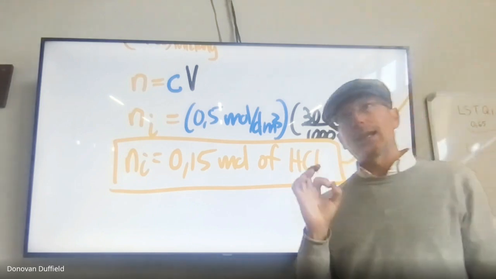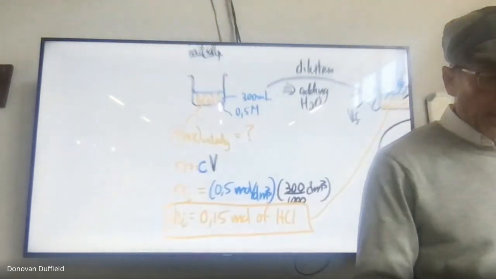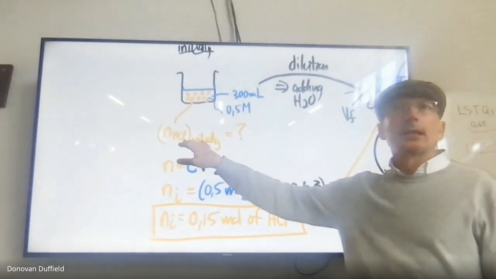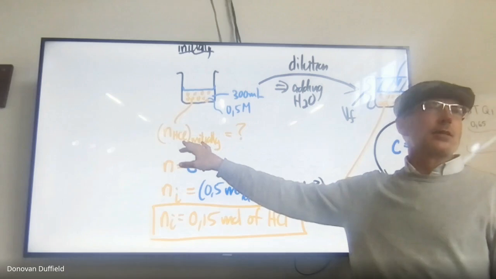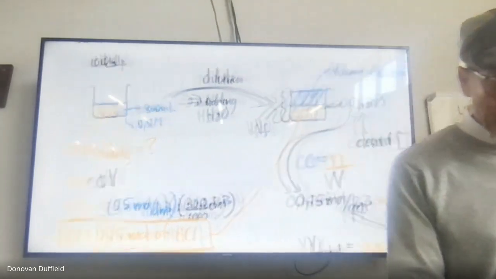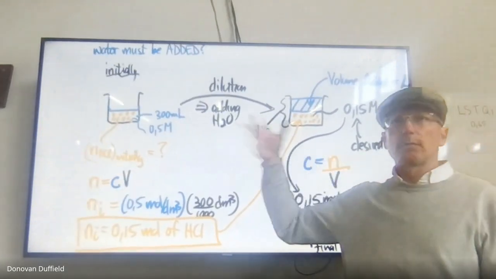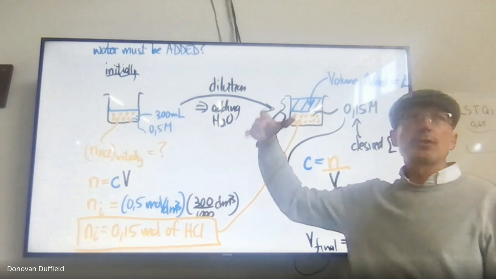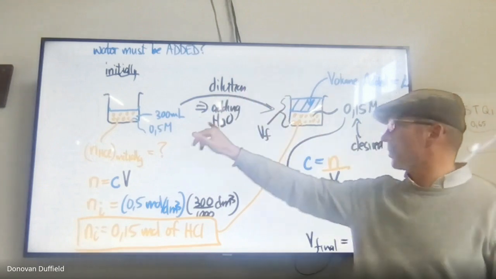I'm going to say that again. The number of moles of solute in a dilution stays the same. What you're changing is the volume of the solution. We do that by adding solvent, which is water. You can do this with other substances, but we generally work with acids and bases. We work with water or salt.